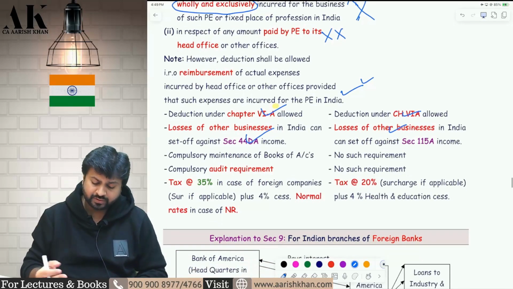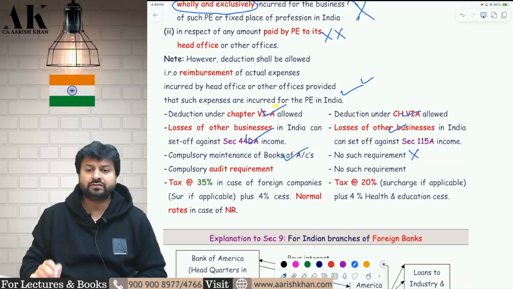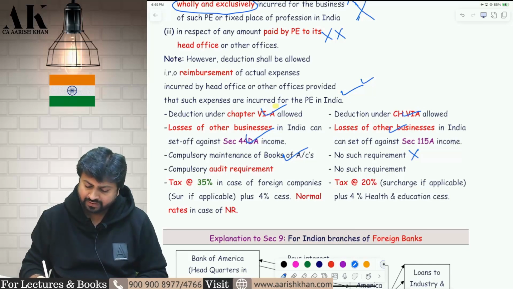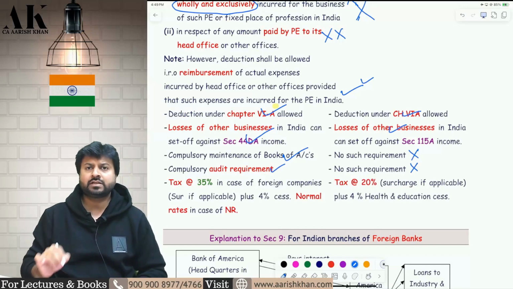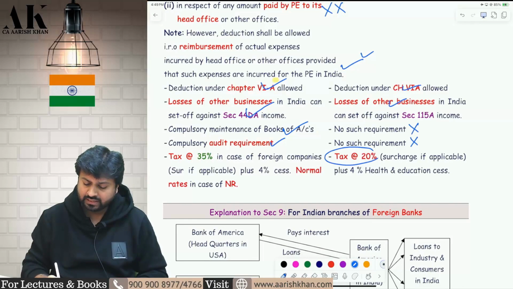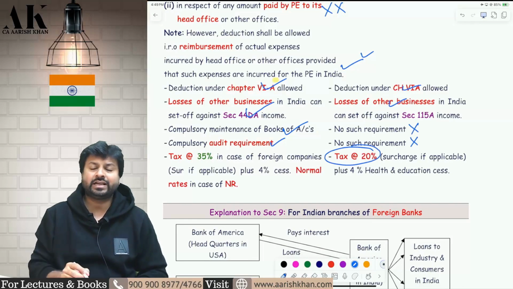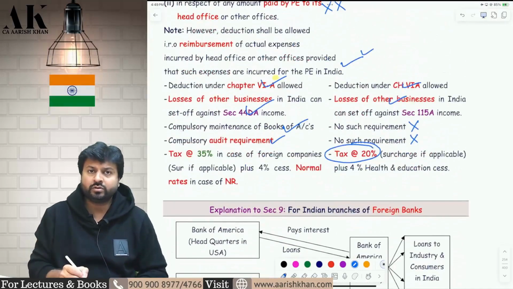Yes, the next 2-3 points are very specific. In 115A, there is no need to maintain any books of accounts, but in 44DA, you are supposed to maintain books of accounts as per 44AA. In 115A, there is no need to do any tax audit, but in 44DA, you are supposed to compulsorily do audit. And in 115A, the tax rate was 20%. Here, the tax rate will be the actual tax rate. There is no concession of tax rate in 44DA because you are getting deduction of expenses. So in the tax rate, you are not going to get any concession.